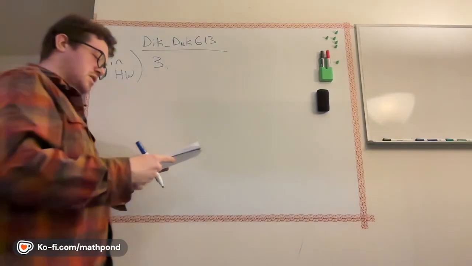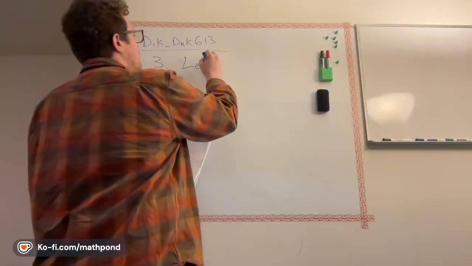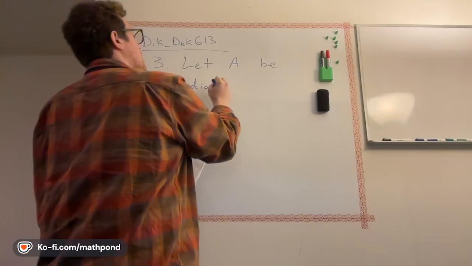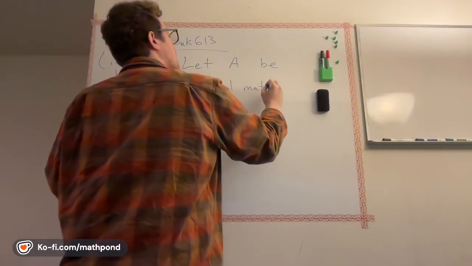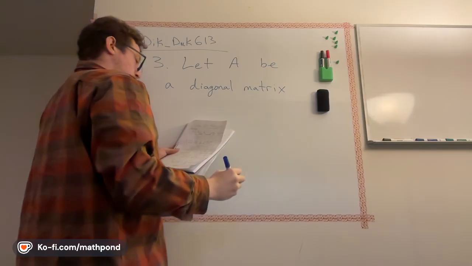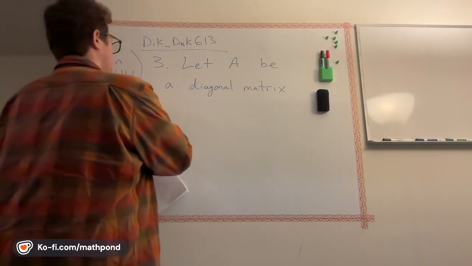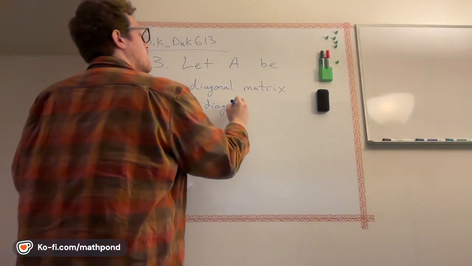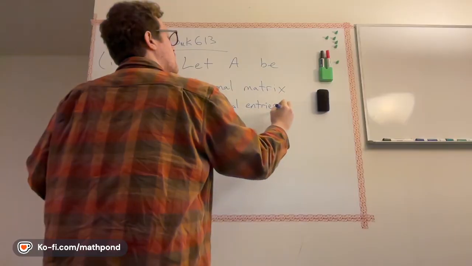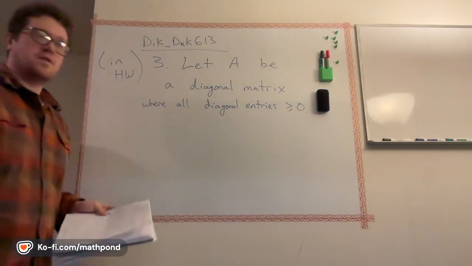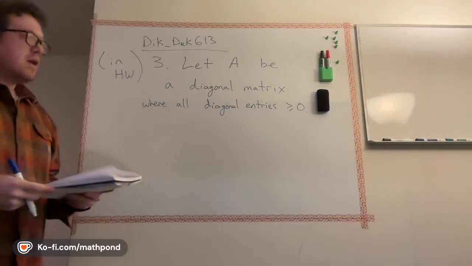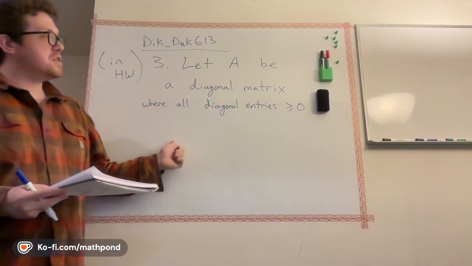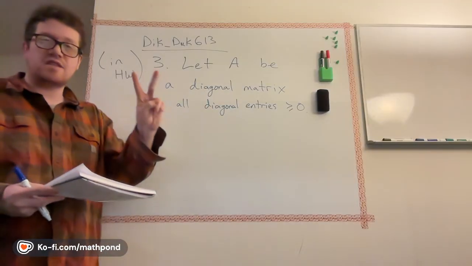So this says let A be a diagonal matrix where all the diagonal entries are greater than or equal to 0. So they're non-negative. And then what we want to do is we want to show that if this is one of these types of matrices, then there exists another matrix B, which is in some sense the square root of A.